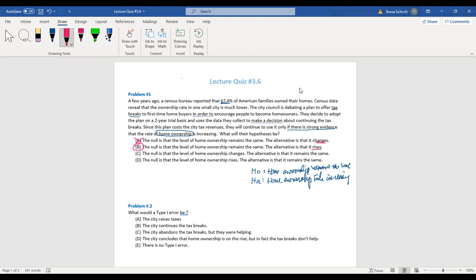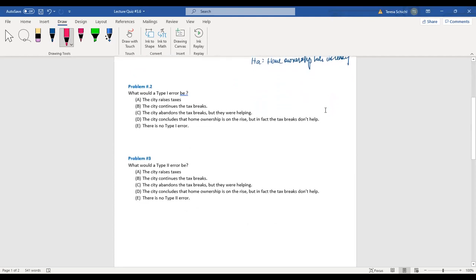Let's take a look at why C is not right. The null hypothesis is that the level of ownership changes here. No, we said the ownership should remain the same. In this one, the null hypothesis is that the level of ownership rises. No, that's not right, since the null hypothesis is not a rise.